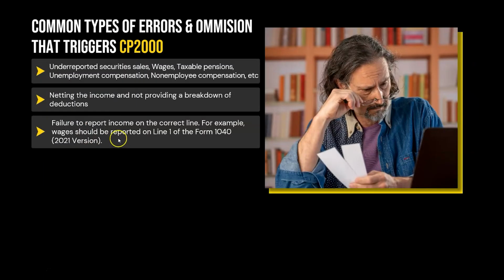Do not net the income. Always report what is actually showing on the 1099-K and then provide a breakdown of deductions so that everything makes sense. The third on my list is when taxpayers fail to report income on the correct line.